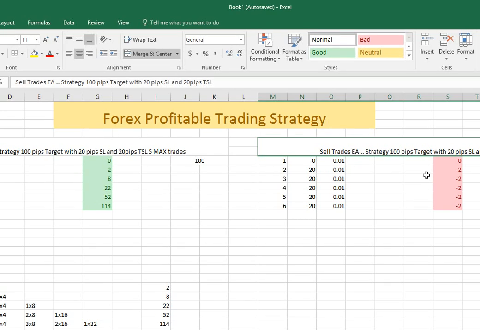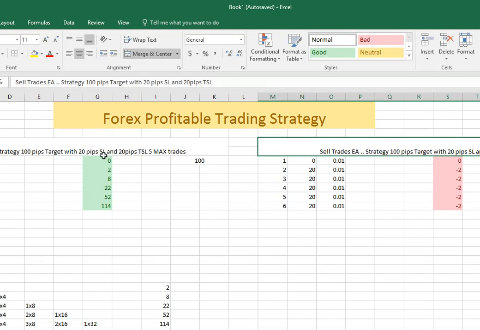Okay, but when we are using both of these strategies together, what will happen actually is one EA will continue opening trades with higher lots on every 20 pips change. And the other EA, which is a sell EA in our case, will continue opening a sell trade after every 20 pips the market is going against it. So this one will be placing 0.01, 0.01 trades, and this one will be placing 0.01, 0.02, 0.04 and so on.